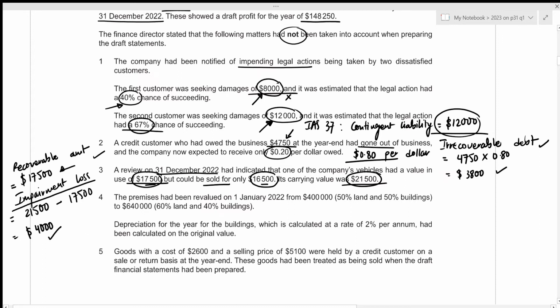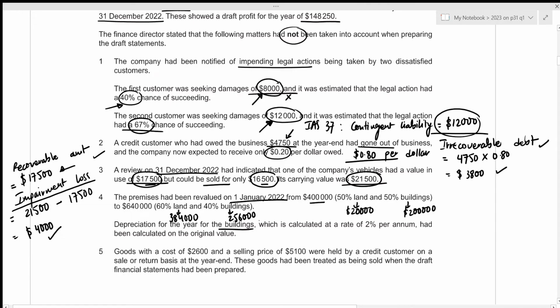For the fourth one, the premises had been revalued on 1st January 2022 from 400,000, out of which 50% was land and 50% was building. So the land was 200,000 and the building was 200,000, and it was revalued to 640,000. Now, out of this value, 60% will be land. So that's 640,000 times 60%, which results in 384,000. That's the value of land. Then 40% of it will be the value for building. That will be 640,000 times 40%, which results in 256,000.